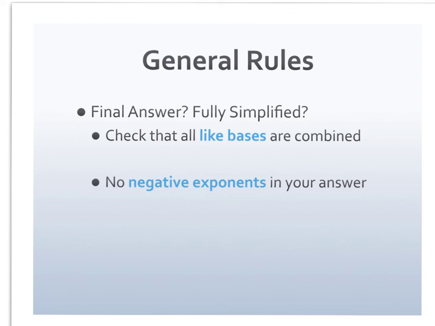So that's it for the rules. Couple general rules we talked about. When you want to know if you have your final answer, if your expression is fully simplified, you need to check that all like bases are combined. So you can't have any two terms with the same base, and you can't have any negative exponents in your answer.